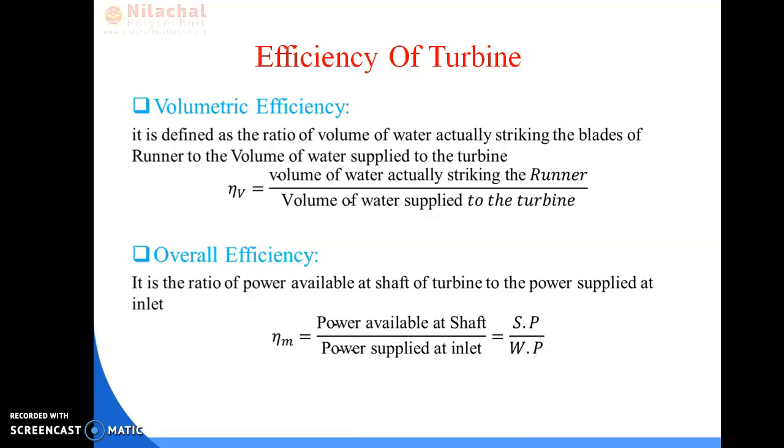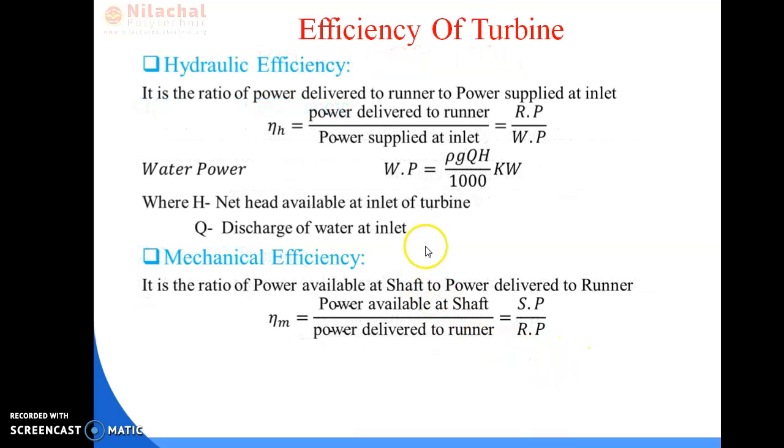We know that overall efficiency means shaft power by water power. In case of hydraulic efficiency, it is runner power by water power. In case of mechanical efficiency, it is shaft power by runner power.